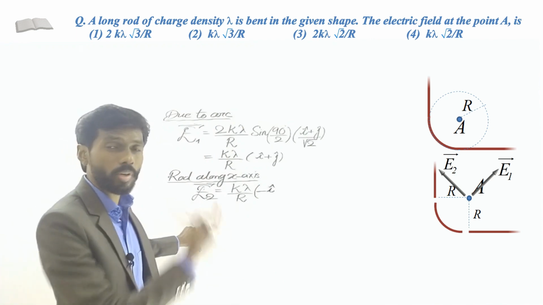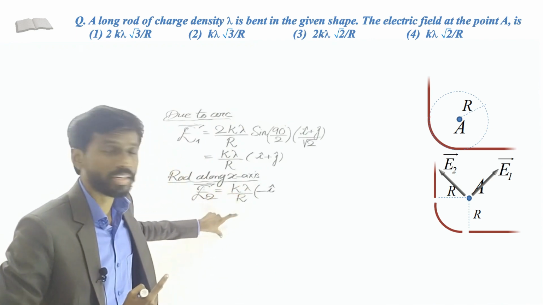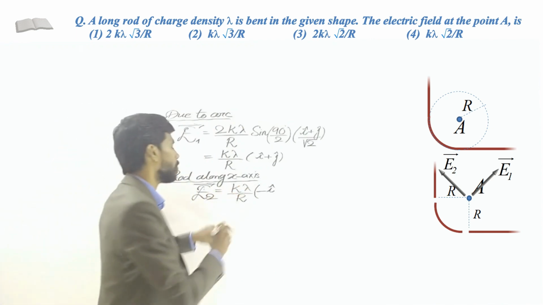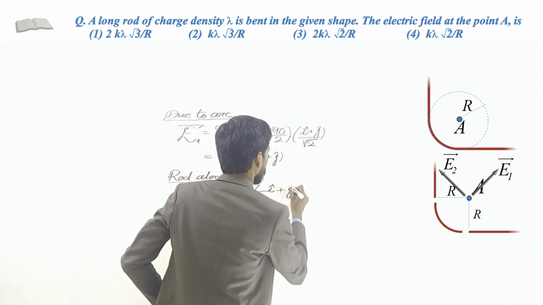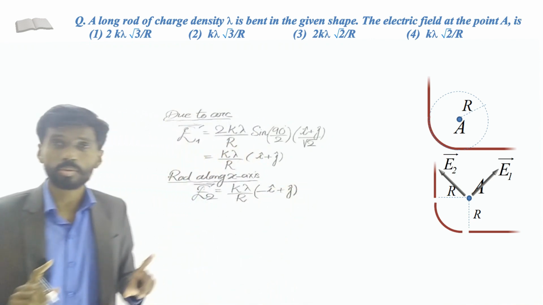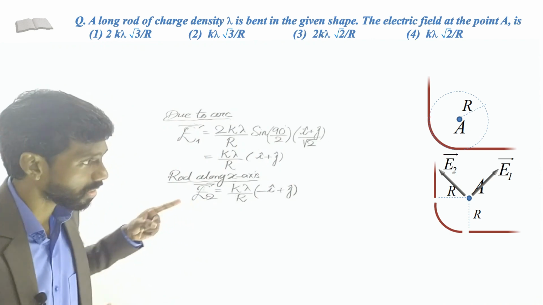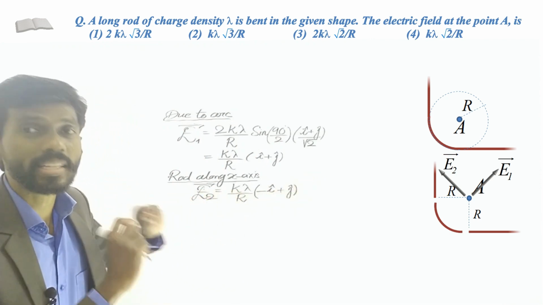And the vertically upward component is also the same, k lambda divided by r, and the unit vector along the upward direction is j cap. So that is the electric field due to the semi-infinite rod along the x-axis.